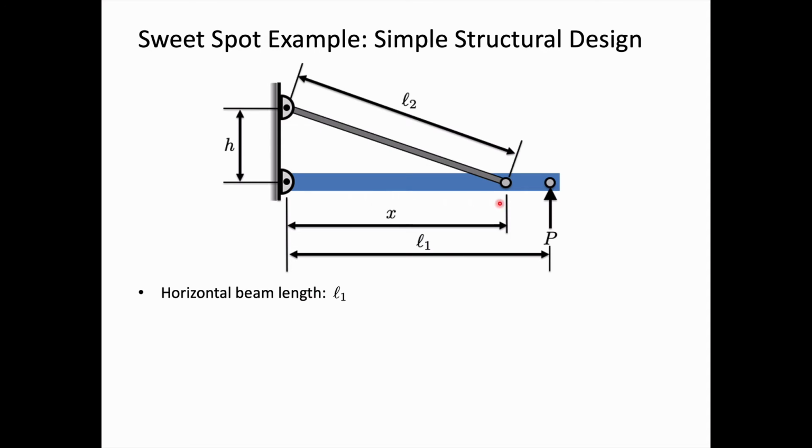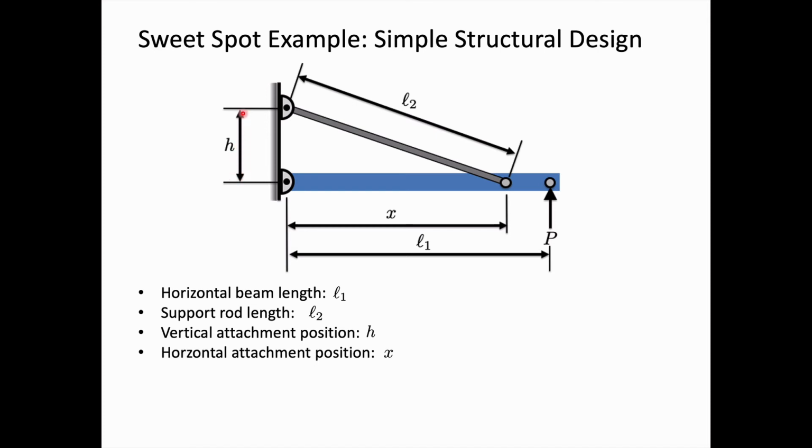The length of the horizontal beam is L1. The length of the support rod is L2. The vertical distance between the attachment points of the beam and the support rod is H. Here's something that is a design decision. Where should we place the attachment of the rod? Here we're denoting that as X. The vertical load is P, and here we are assuming that the rod has a solid circular cross-section with radius r.